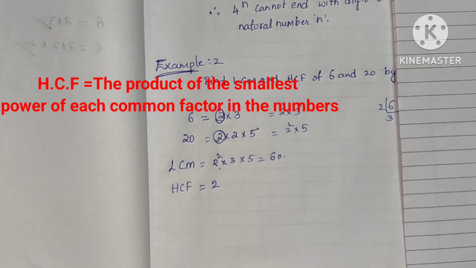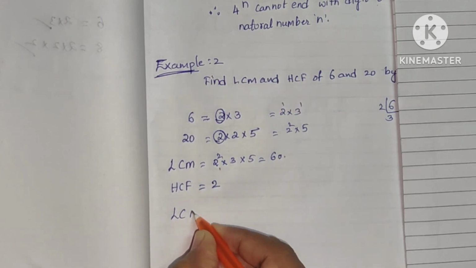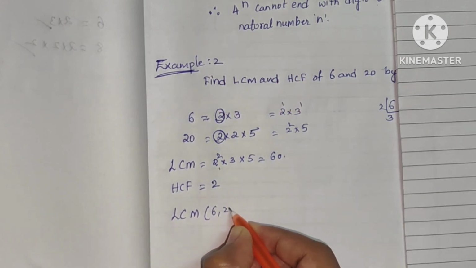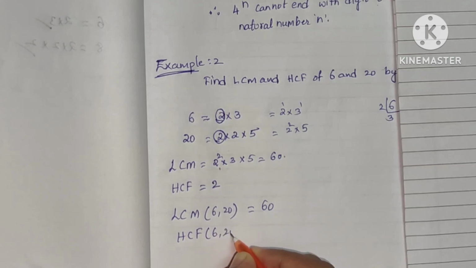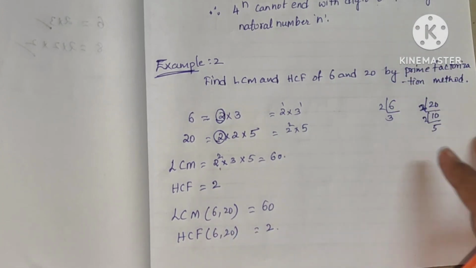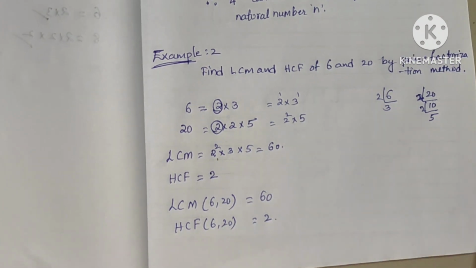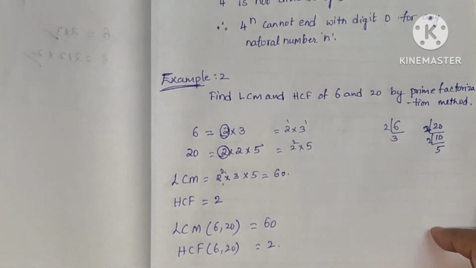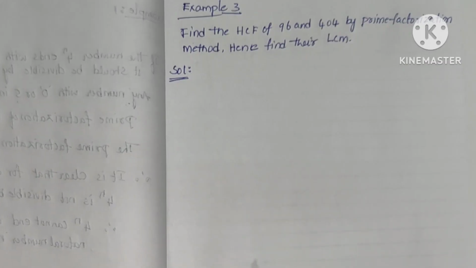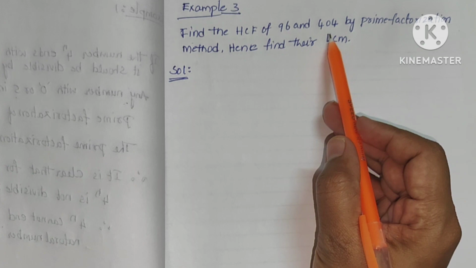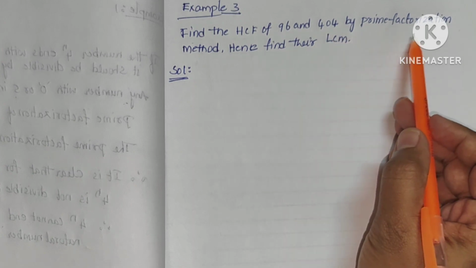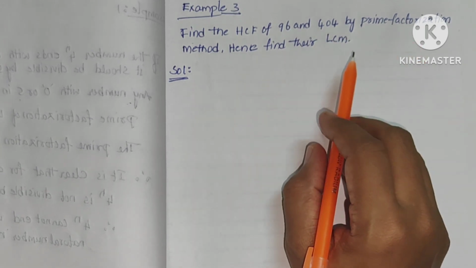The LCM of 6 and 20 is 60, and the HCF of 6 and 20 equals 2. In this way we can find the LCM and HCF by using the prime factorization method. Example 3. Find the HCF of 96 and 404 by the prime factorization method. Hence find their LCM.